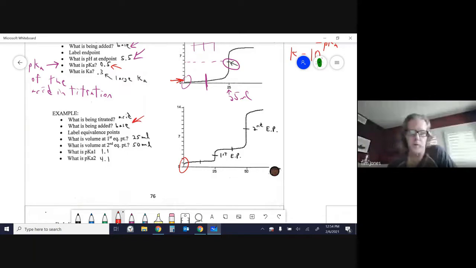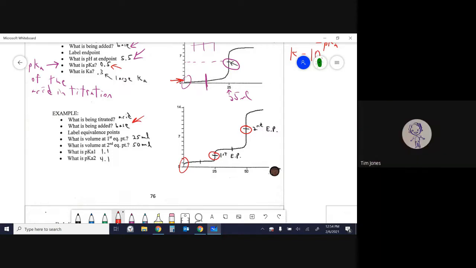Label the equivalence points. First jump, second jump. This one's kind of interesting in that the first jump's small and the second jump's big. That's unusual. Typically, you see the opposite. You might see a big first jump and a small second jump, but okay, let's just go with it. If I asked for the endpoint, I didn't, but you would say that this is the endpoint as well. What's the volume at the first equivalence point? Well, 25. Second, 50. That makes sense, since it takes equal amounts to get from 0 to the first and from the first to the second.